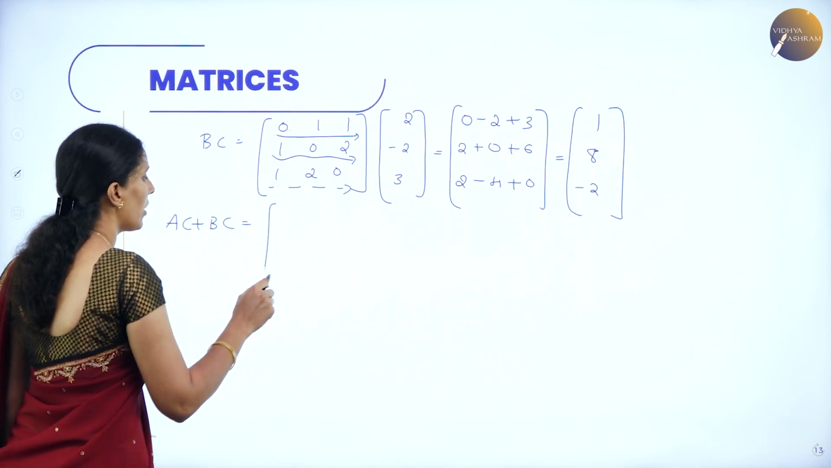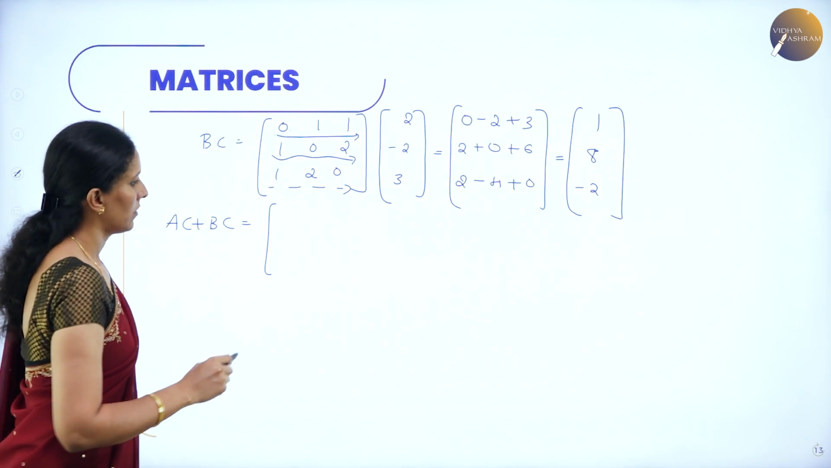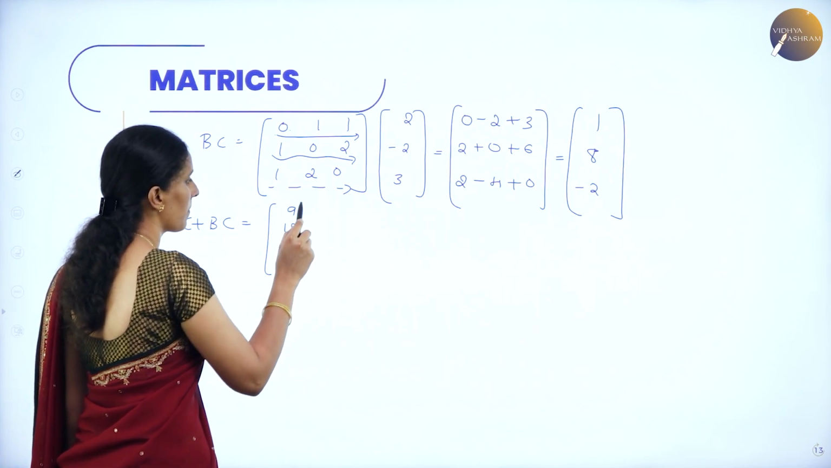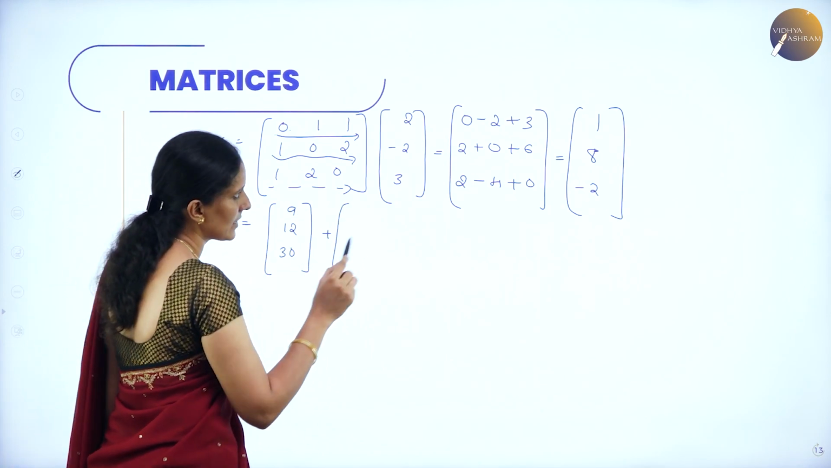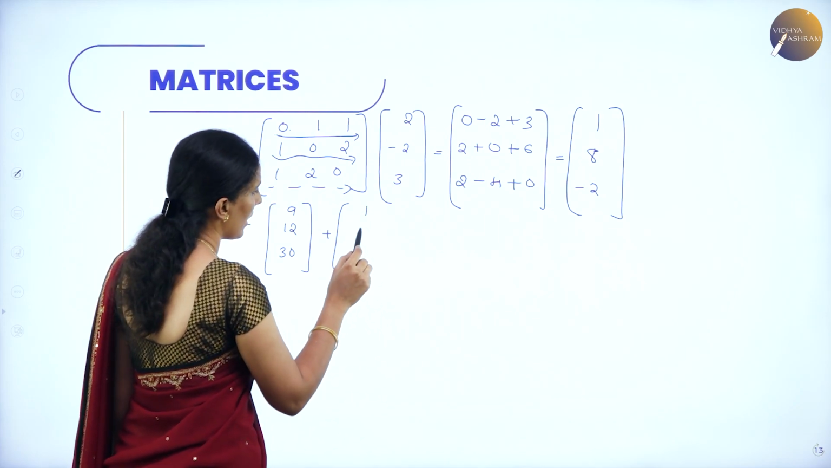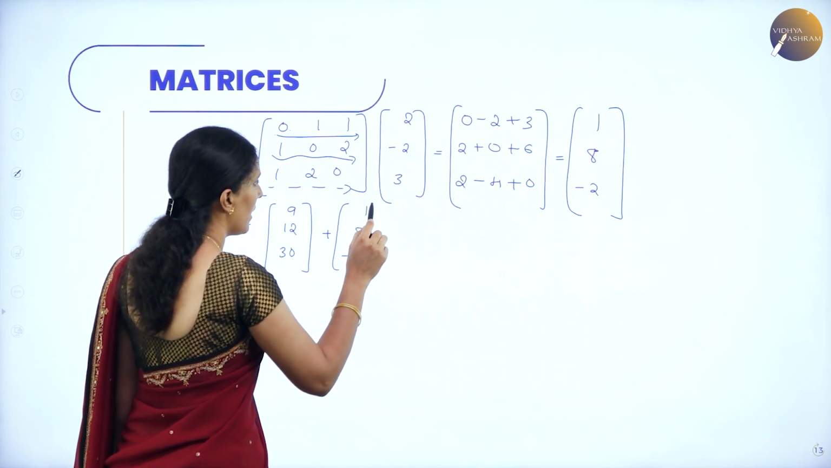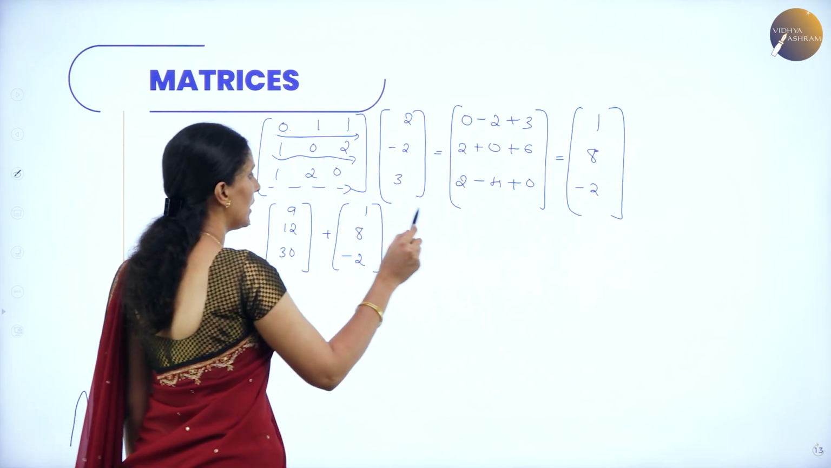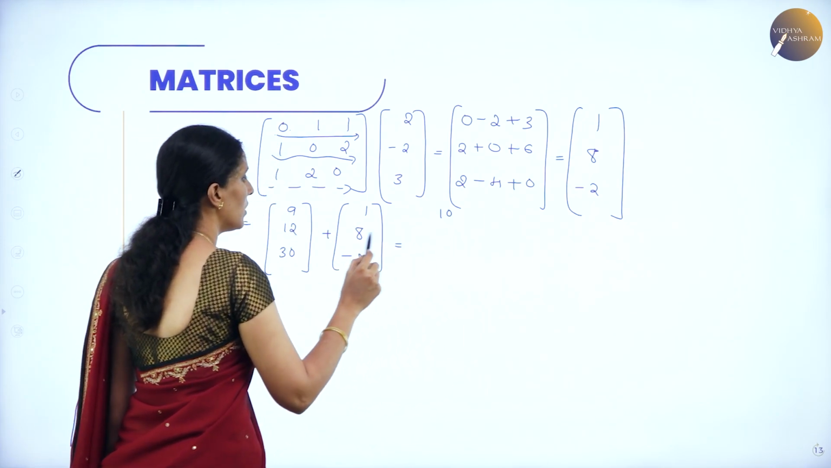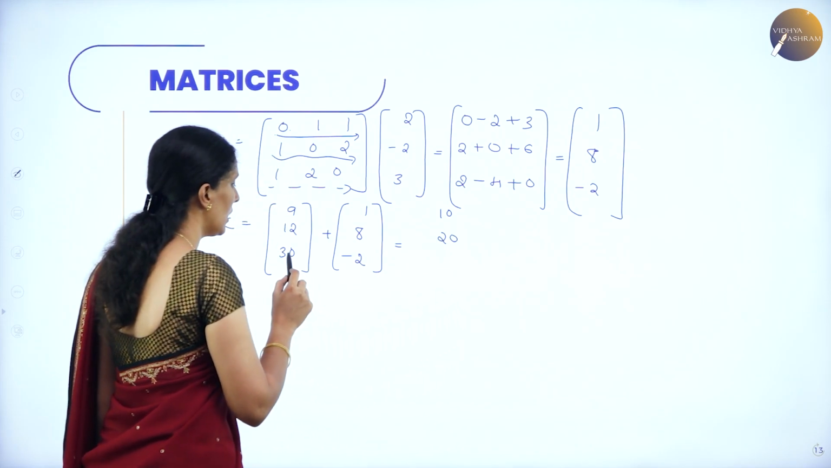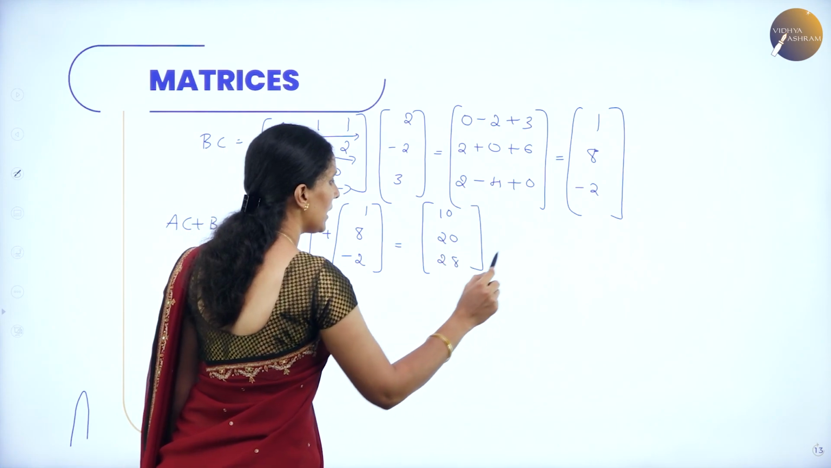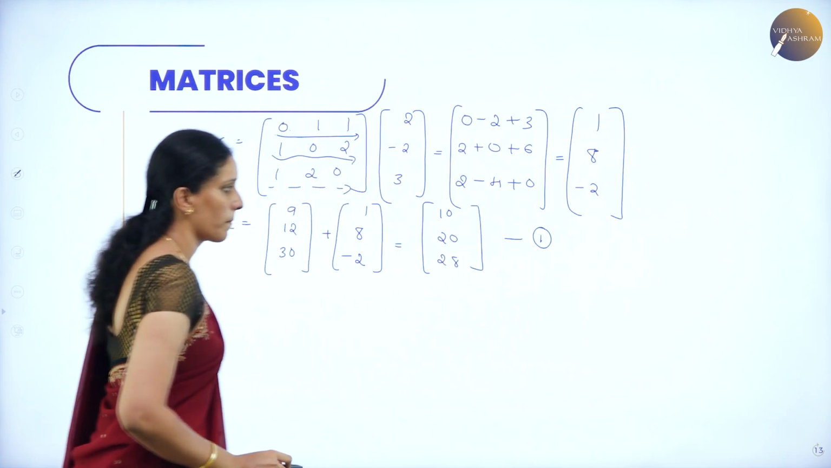So AC we got it as 9, 12, 30. And BC we got it as 1, 8, minus 2. Add it. So addition is nothing but corresponding elements. 9 plus 1, 10. 12 plus 8, 20. 30 minus 2 is 28. So let me take this as equation 1.